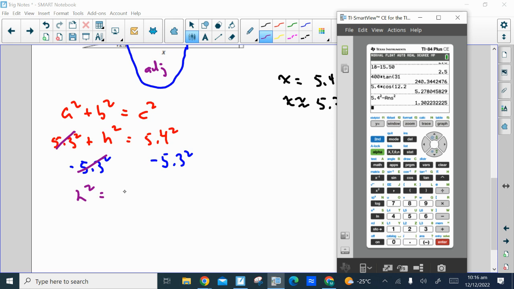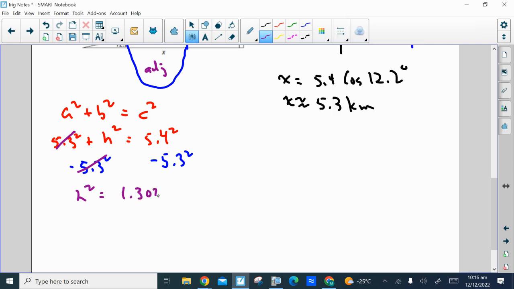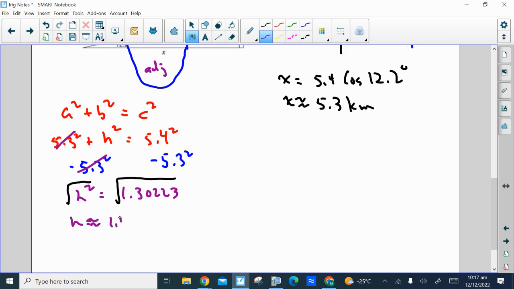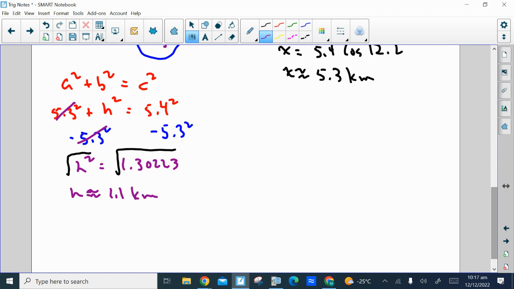So h squared is 1.30223, and there's more numbers. I'm just not going to write them all down. To find out what h is, we take the square root of both sides. Square root and square will cancel each other out, and so we'll have our answer for h by taking the square root of this number that's in the calculator. So 1.1 is the approximate answer. 1.1 kilometers is approximately how high the aircraft is.